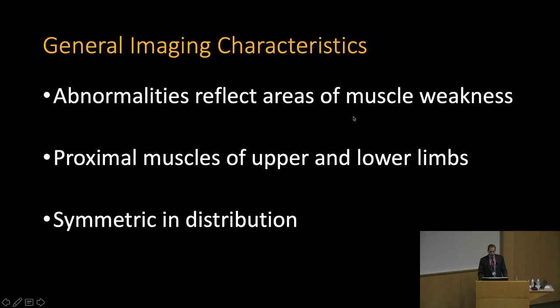So some general imaging characteristics. No surprise, the abnormalities on MRI reflect the areas of muscle weakness. The proximal muscles of the upper and lower limbs are affected, and it's often symmetric in distribution.